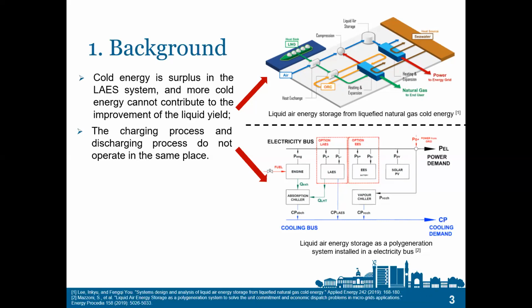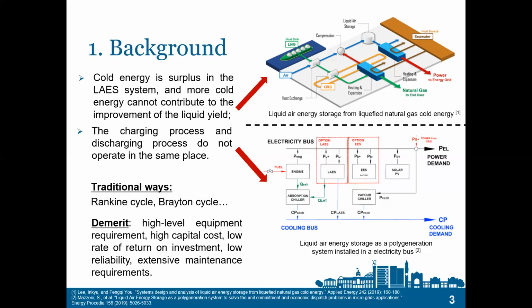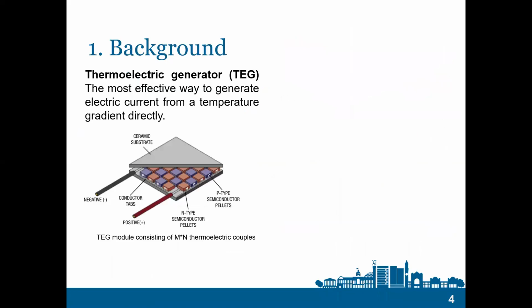To deal with this problem, there are some traditional ways. For example, we can use the Rankine cycle or Brayton cycle to recover this part of the cryogenic energy of liquid air for power generation. But there are also some disadvantages which limit its development in small-scale applications, for example, high-level equipment requirements, high capital cost, low rate of return on investment, and so on. So in our research, we propose to use a thermoelectric generator to recover this part of the cryogenic energy of liquid air.